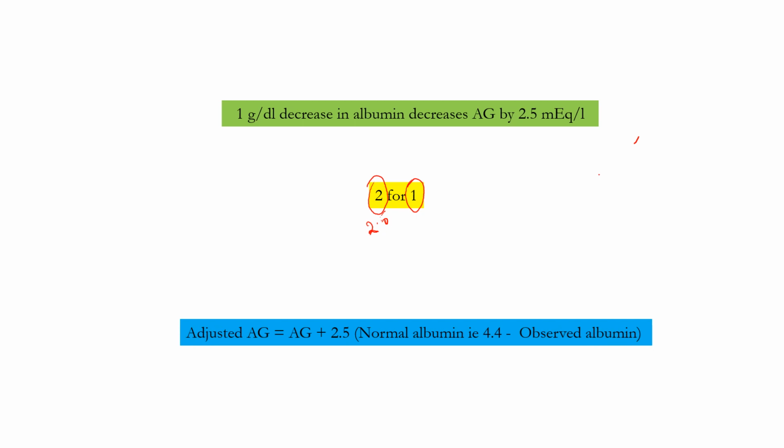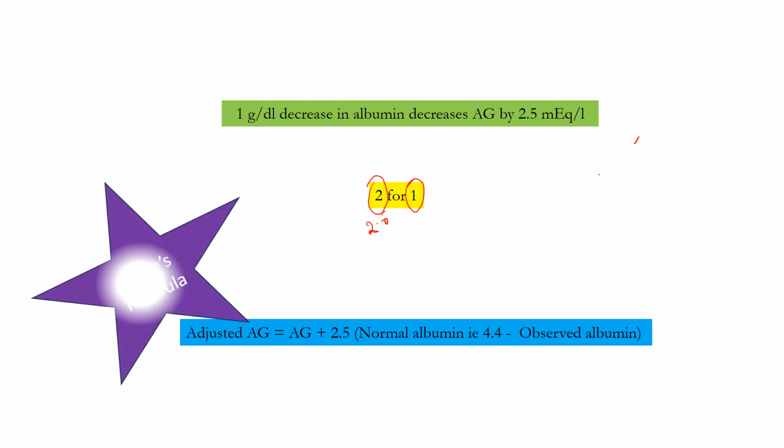So in these patients, an adjusted anion gap has to be calculated to account for decrease in serum albumin, and this adjusted anion gap is given by the formula anion gap plus 2.5 times normal value of albumin in the body, that is 4.4, minus observed albumin, and this formula is what is referred to as the Figge's formula. It may sometimes be asked in your exam, stable viva especially.